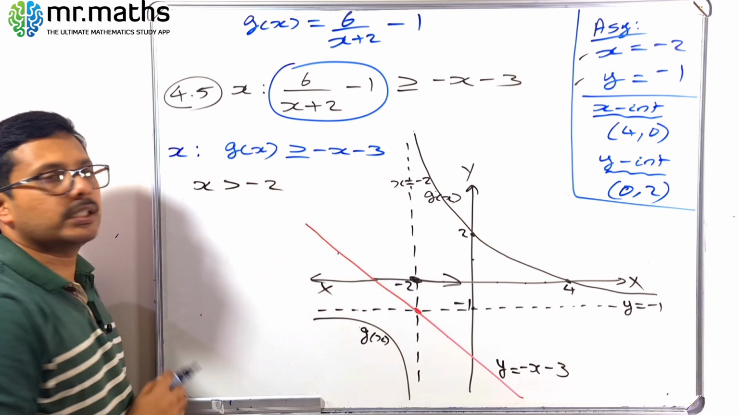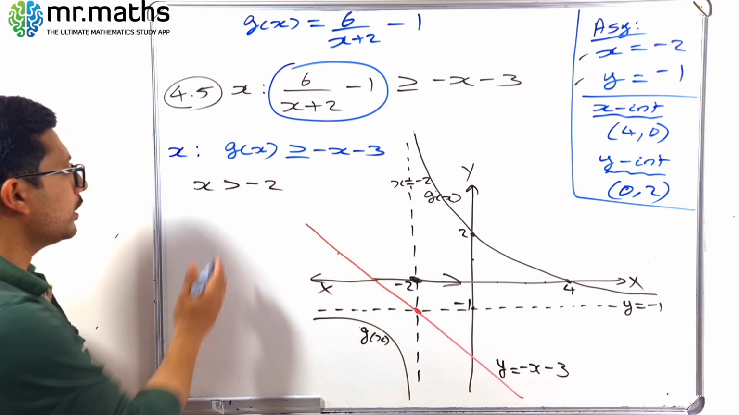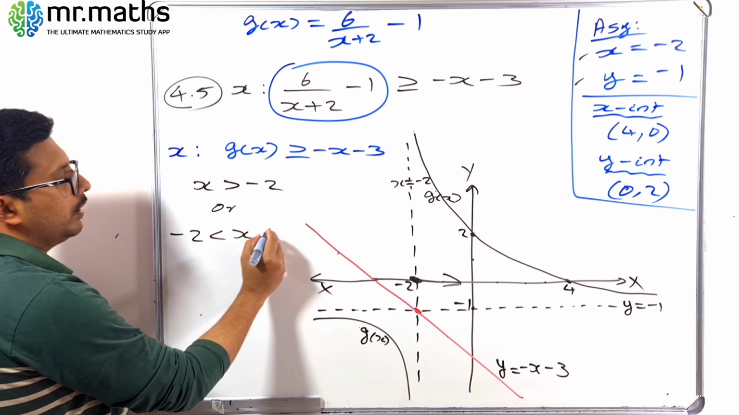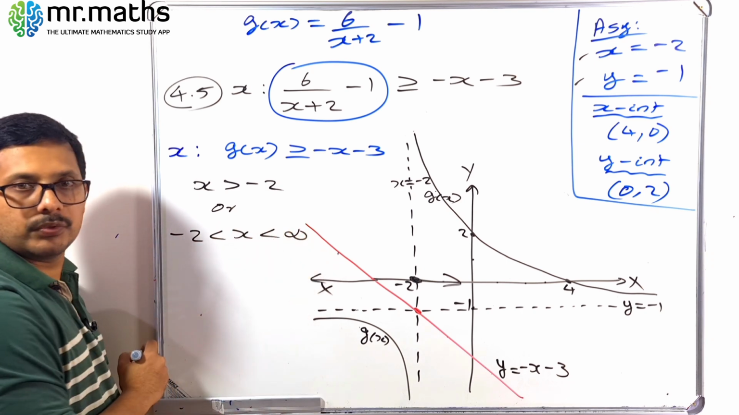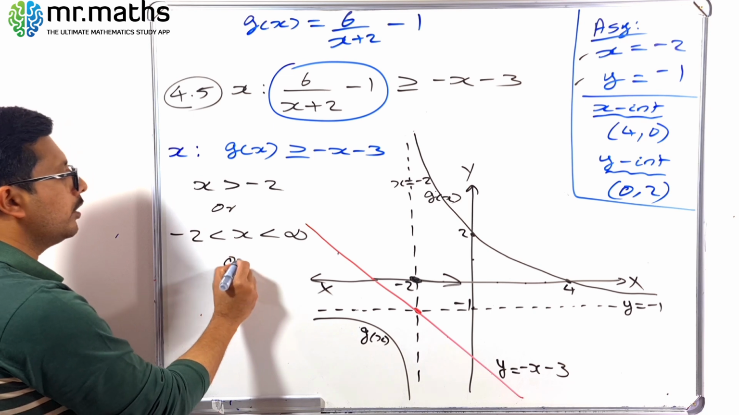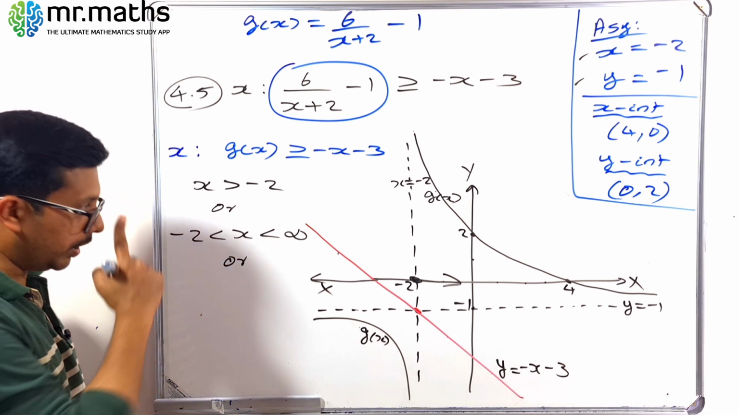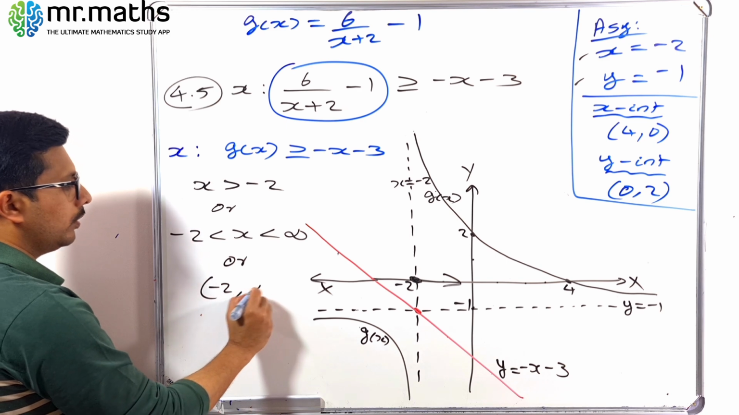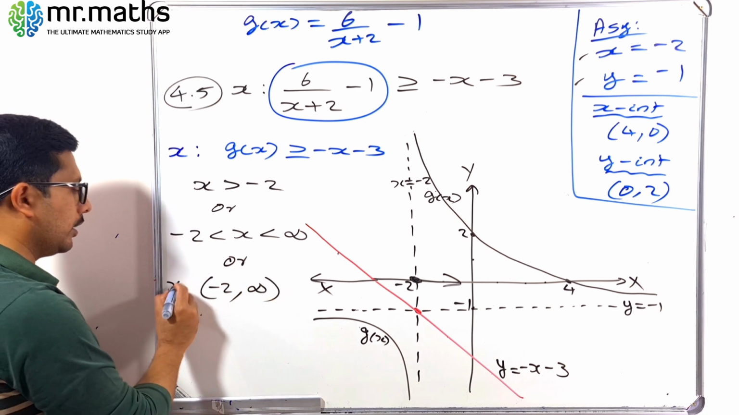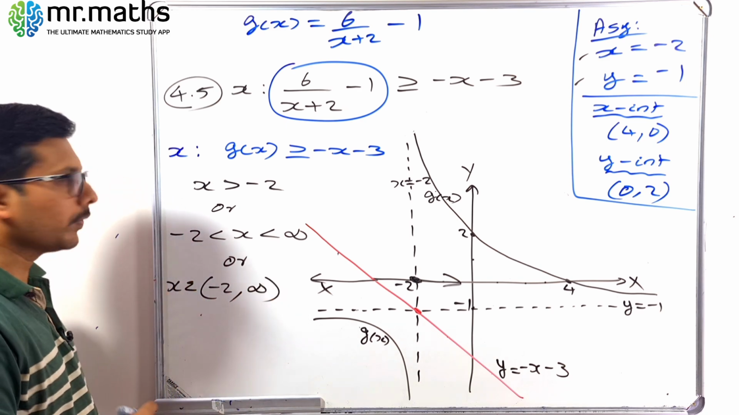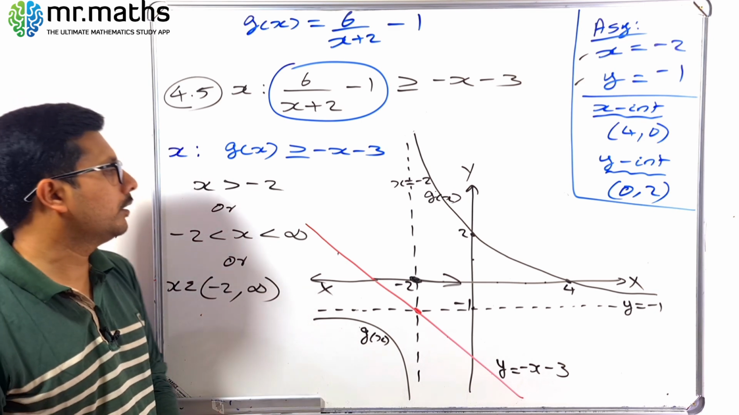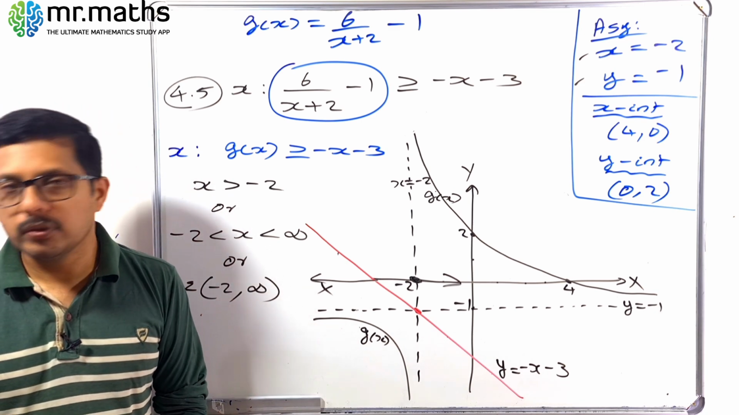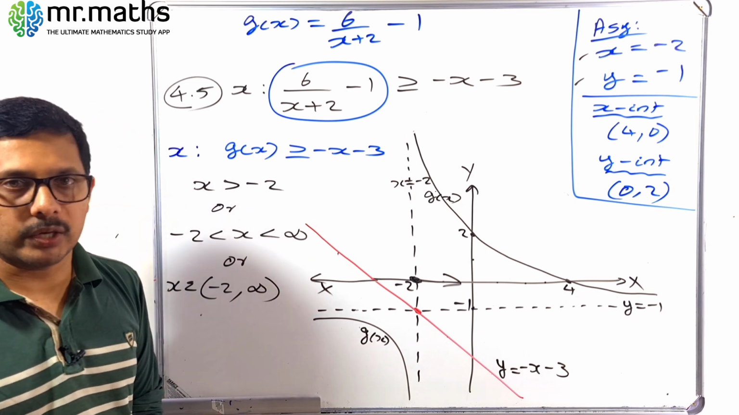So x is greater than minus 2, or you can write it like this also, minus 2 less than x less than infinity, it depends on how your teacher taught you. Or you can write it like this, x is an element of minus 2 comma positive infinity. Anyhow, you can write this one. So that is question number 4.5. Now let's go to the next question, question number 5.